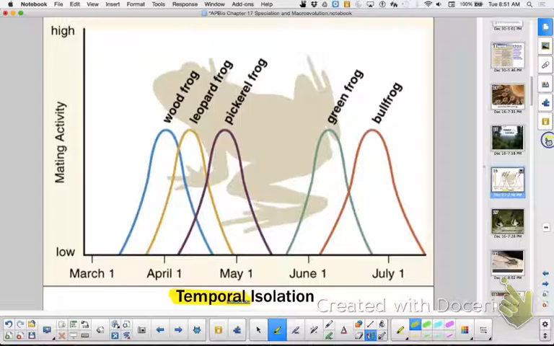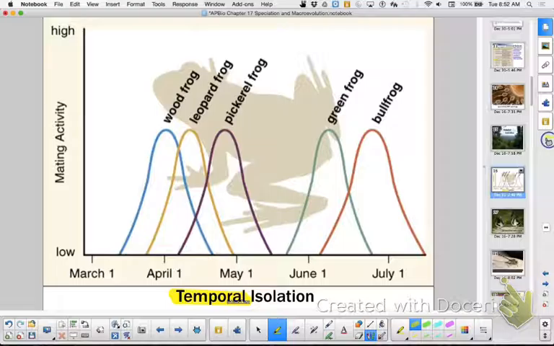Okay, now, so what was the first isolating mechanism? Habitat. So we don't live near each other. That's why we're not having sex. You live in Agora, they live in Oak Park. So they're in different habitats. Now let's say you both live in Oak Park. Temporal isolation: one of you only mates in the spring, and one of you only mates in the fall. That would be temporal isolation.